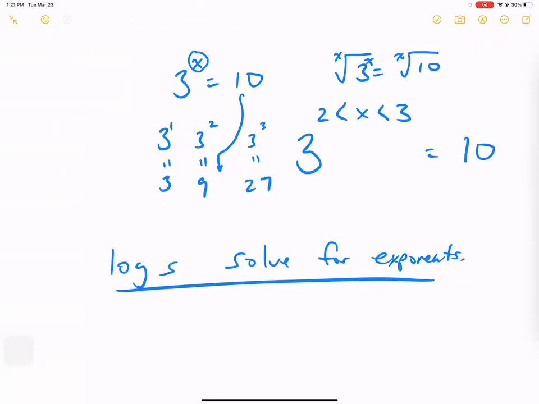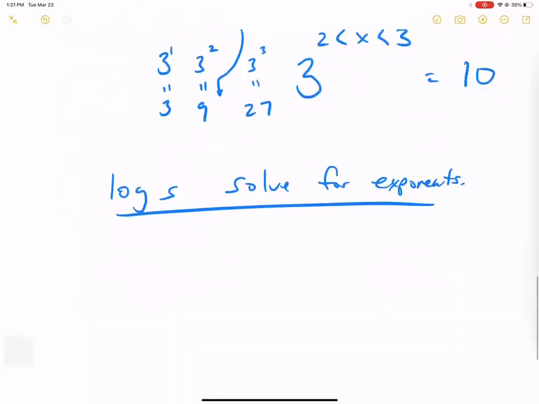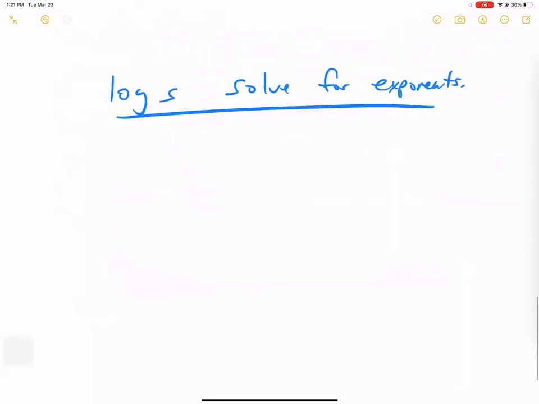Now let's go ahead and talk about logs. So our first thing is to say how to use logs. Well, here is a basic use of a log. If I say log base 3 of 9, the answer is 2.